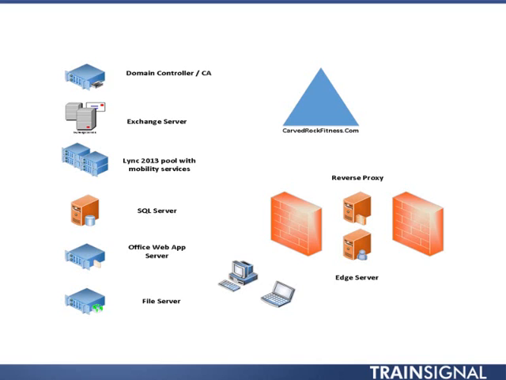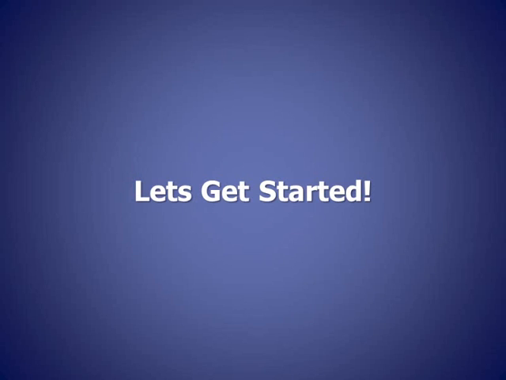Over to the right, you can see that I have a reverse proxy server, and I also have an edge server out in my DMZ. These are going to be used for setting up connectivity out onto the internet, for public instant messaging, and it's also going to support federation relationships and external users, as well as allowing users to join into our conferences from on the internet. That's the end of our introduction, so let's get started.